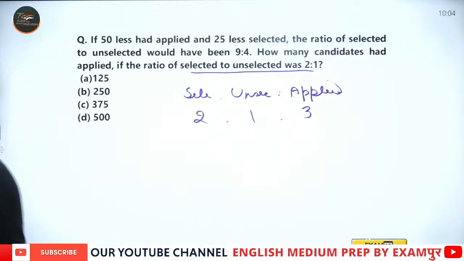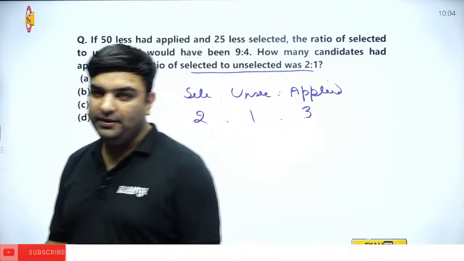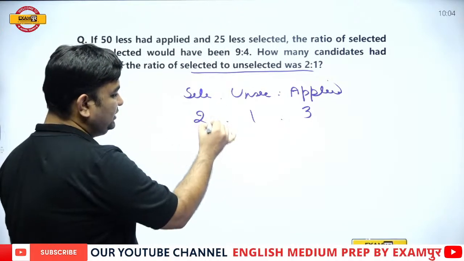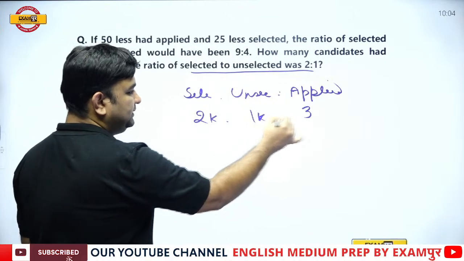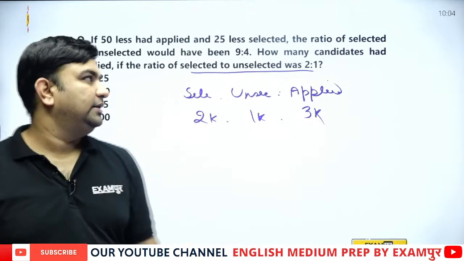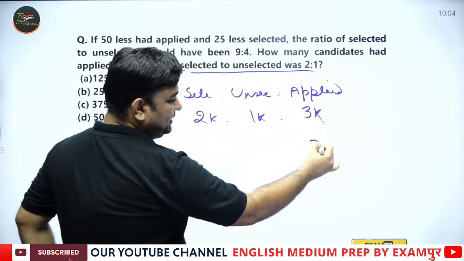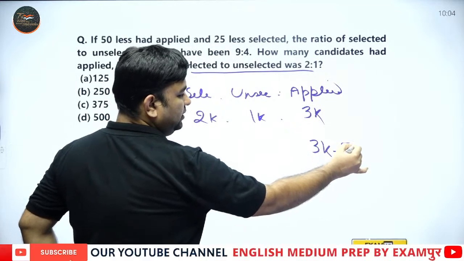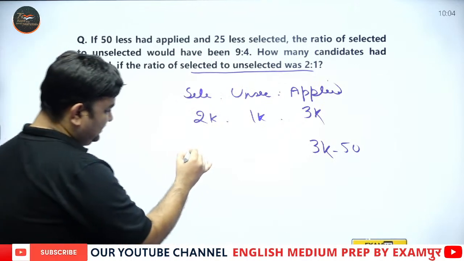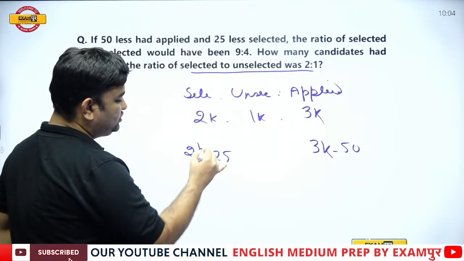Selected and unselected ratio is 2:1, then applied is 3. You can assume them K as well: 2K, 1K, 3K. 50 less applied, so applied are 3K minus 50. 25 less selected, so selected are, sorry, 2K minus 25.